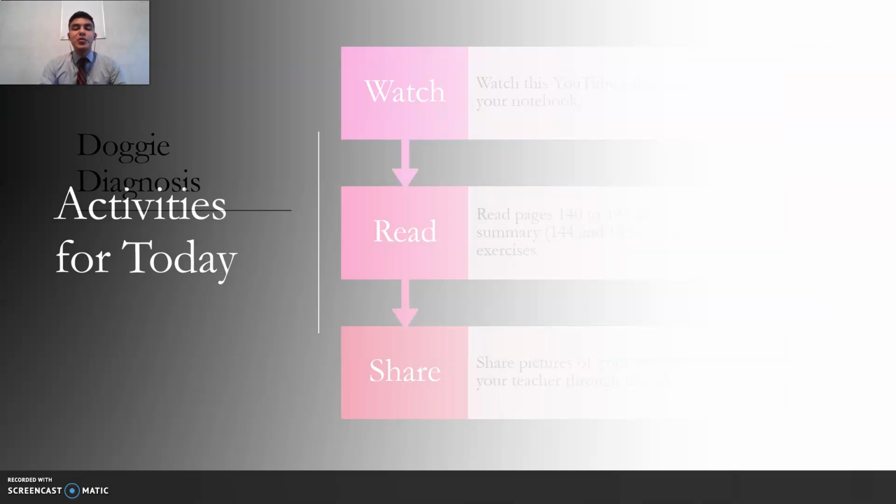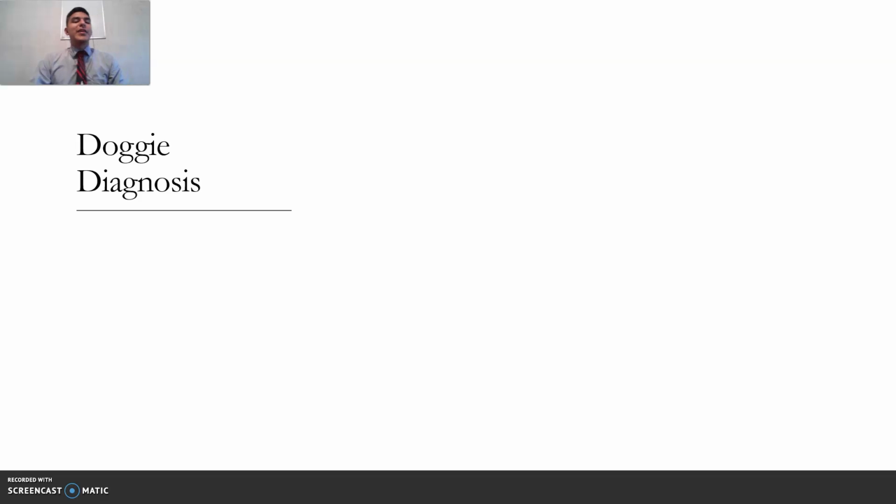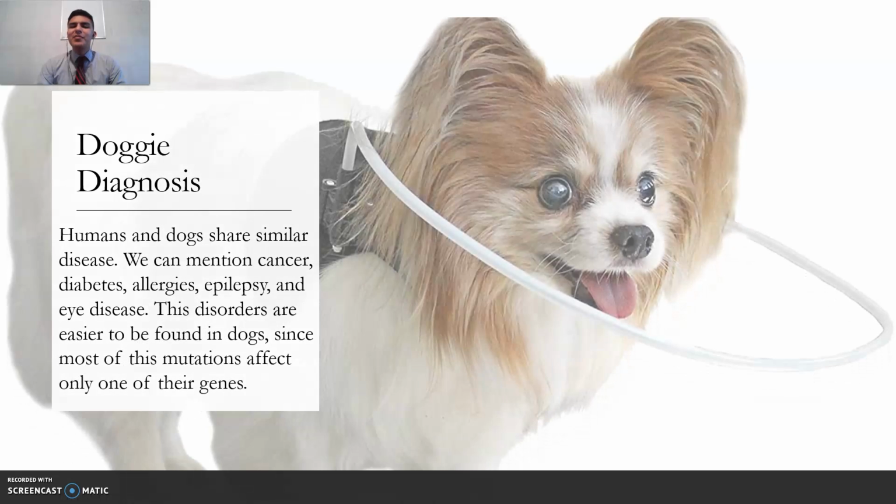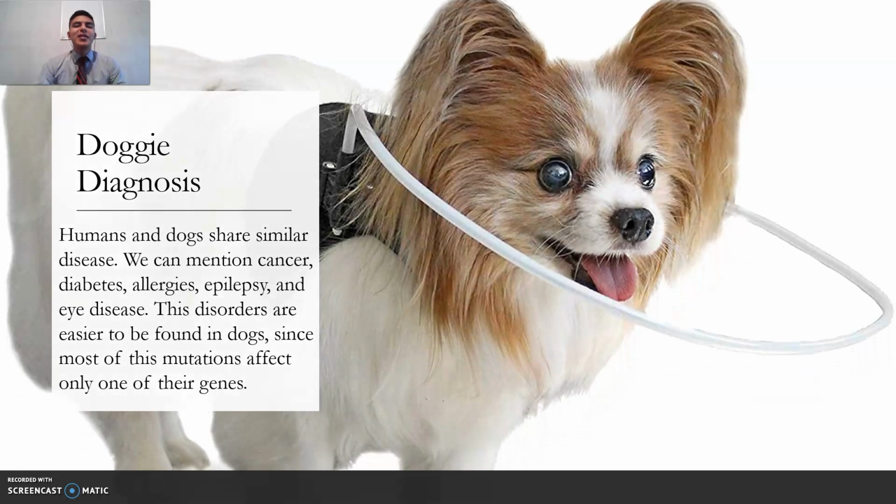So let's jump to our topic for today. First of all, we're going to start by analyzing a doggy diagnosis. So why are we talking about dogs right now? Well, let's take a look at it. Humans and dogs share similar diseases, and we can mention cancer, diabetes, allergies, epilepsy, and eye disease.